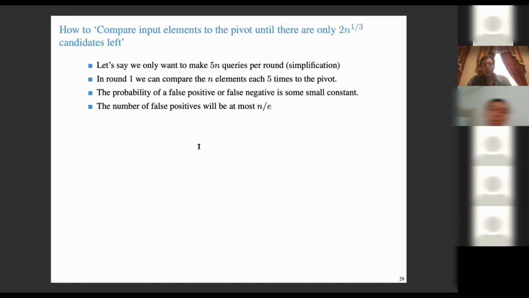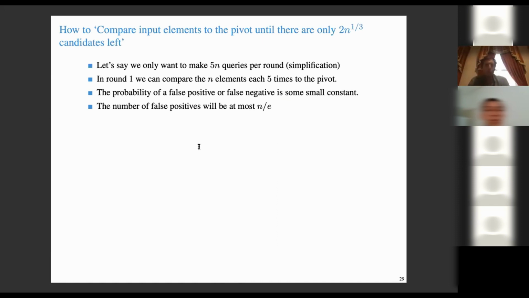Okay, and I'm going to make a simplification. Let's say we have a fixed budget per round. Let's say per round we want to invest 5n queries. Okay, so every round we have the same number of queries, so we have some sort of budget. And since we have initially n candidates, what this means is on average, we can only compare each element 5 times. And this is exactly what we're going to do, actually. Every element we compare the same number of times. So in this case, 5 times, right?